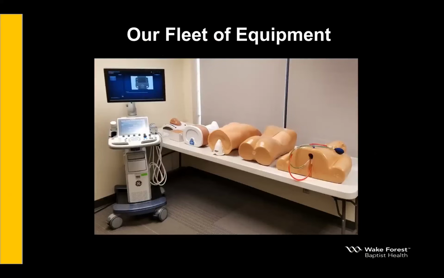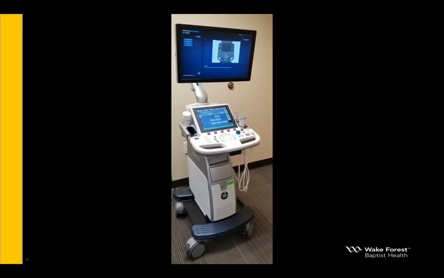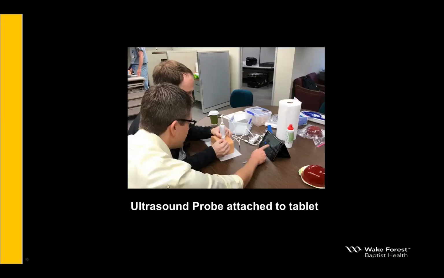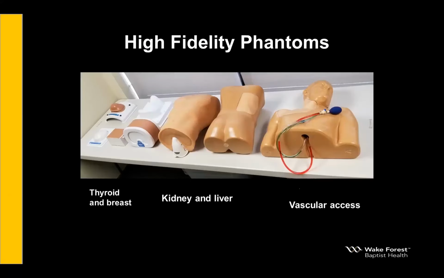This is an example of our fleet of equipment in our starter sim lab. We have a very nice new ultrasound machine that we bought for the lab. It stays in the lab all the time, but we could only afford one of these, and we want to have more than one resident working in the lab. So to save money, we also bought some of these ultrasound probes that can be attached to tablets. These are actually very good high resolution and good image quality, and they're cheaper than the ultrasound machine.